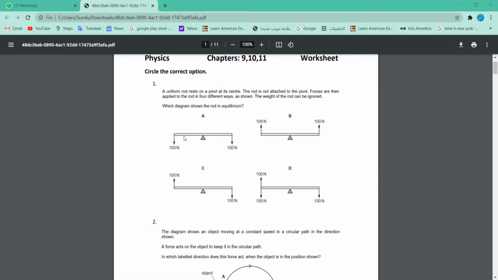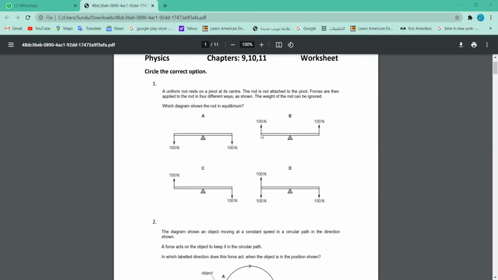And because it's a uniform ruler, the weight must be at the center, which is being neutralized by this fulcrum. And therefore the fulcrum should be at the center. Because it is at the center, this distance is equal to this distance. Did you understand? So both the forces are equidistant from the pivot. This is anti-clockwise, this is clockwise. So this looks to me to be in equilibrium. Let's look at this B.